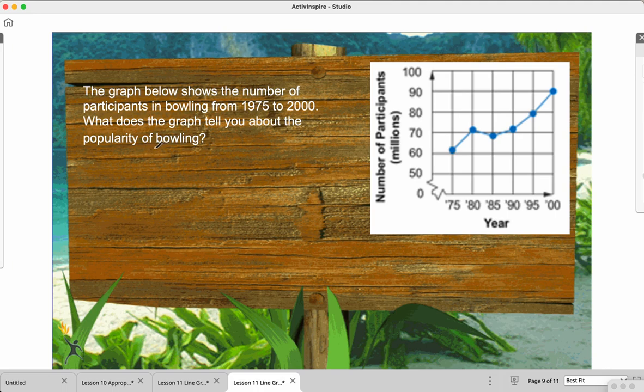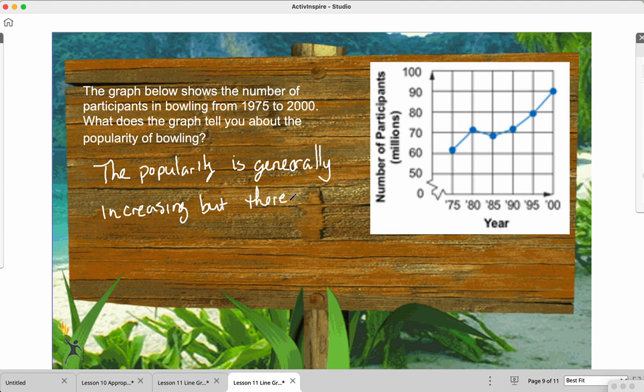All right, so the graph shows the number of participants bowling from these 2 years. What does the graph tell me? Well, definitely the popularity of bowling increased, dipped a little bit, and then continued to increase. So guess what you're going to tell me? The popularity of bowling is generally increasing, because it is overall. And you can continue to tell me, but there was a dip or a drop around 1985.